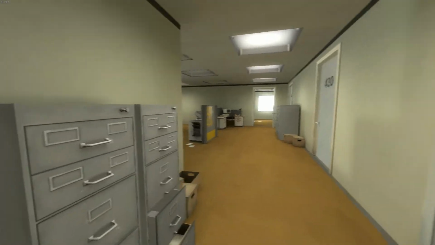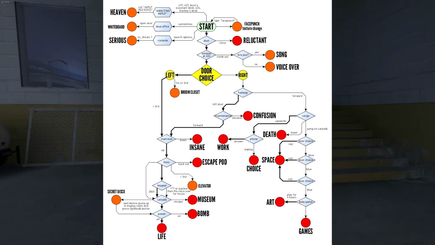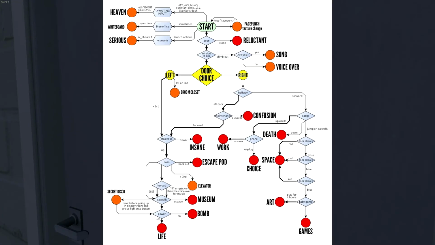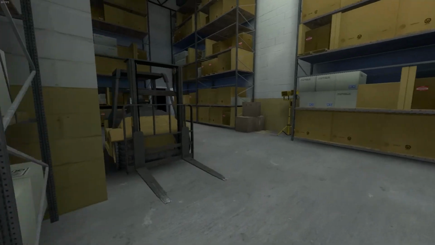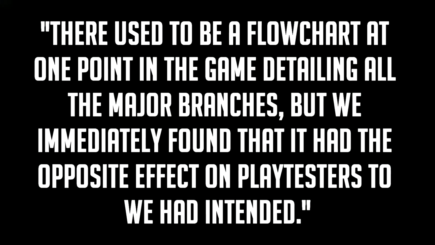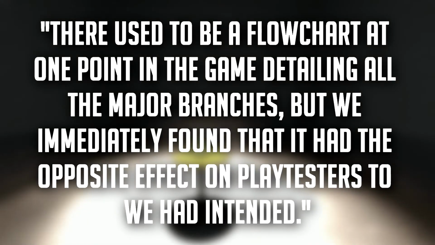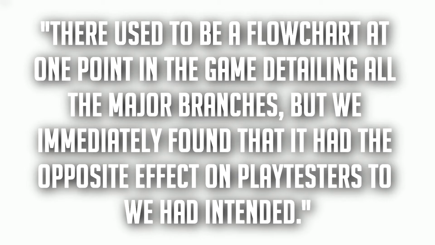Yeah, it wouldn't work. This idea of having a flowchart in-game to show the players what they missed was even talked about in the Gamasutra interview. Wreden said, "There used to be a flowchart at one point in the game detailing all major branches, but we immediately found that it had the opposite effect on players to what we had intended."